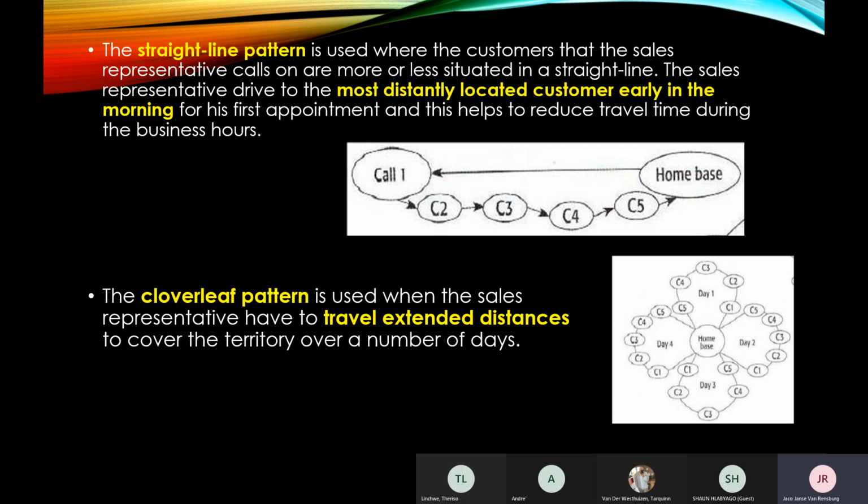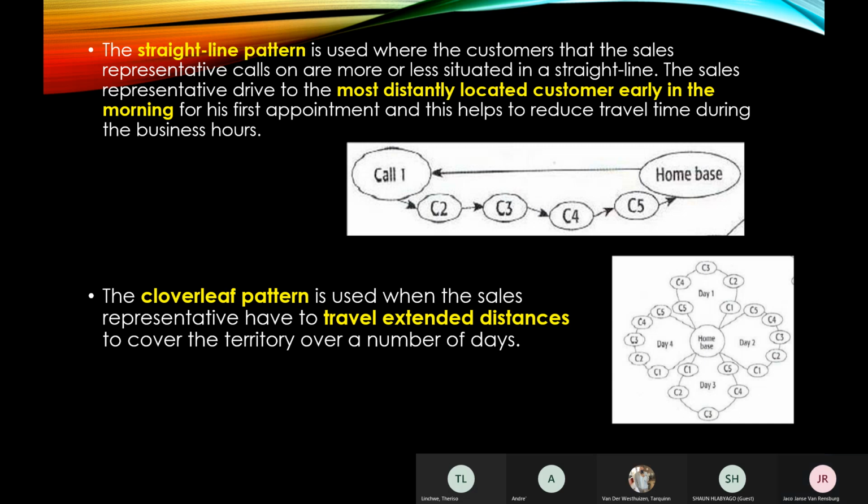You've got your straight line. Usually what happens with a straight line is that for the clients that you have to visit, remember your C clients, your A's, you go to the one that's furthest away and you work your way back to your office. That's what the straight line is. Your customers are in a straight line.